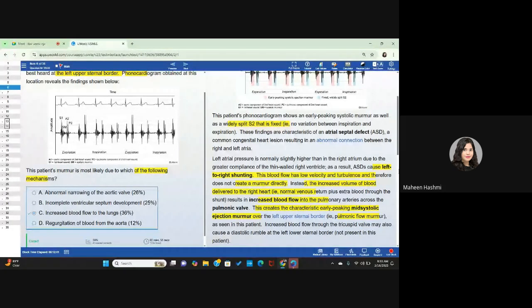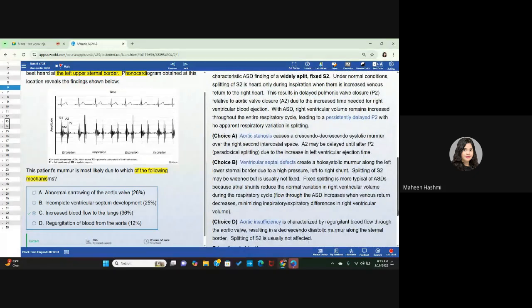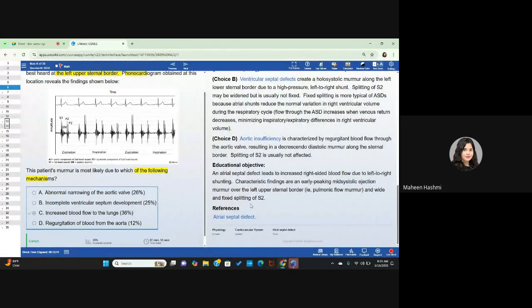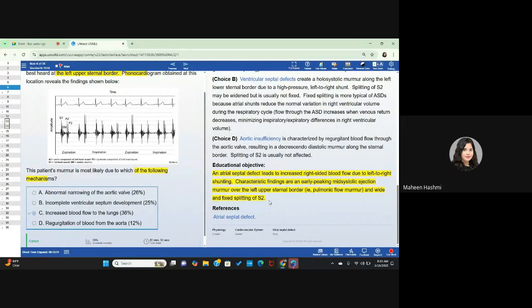Now, increased blood flow through the tricuspid valve can also cause a diastolic murmur, but that's not really important at your level. What I want you to remember is just this educational objective: the atrial septal defect leads to increased right-sided blood flow because of the left to right shunting. And the characteristic findings will be an early peaking mid-systolic ejection murmur over the left upper sternal border, that is a pulmonic flow murmur, and a wide and fixed splitting of the S2.